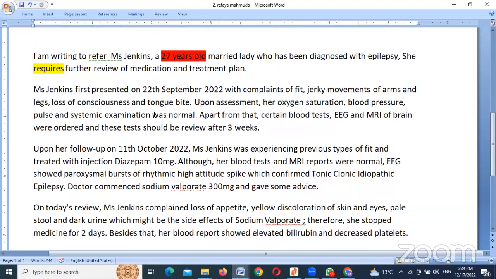There are a lot of things, and we cannot use "was normal," it is grammatically wrong. So this sentence can be made concise: "Her examination was unremarkable," very easy. Apart from that, certain blood tests, EEG and MRI of the brain were ordered. We don't need this. "Some relevant investigations were ordered, and a review was planned after 3 weeks." Make it concise.